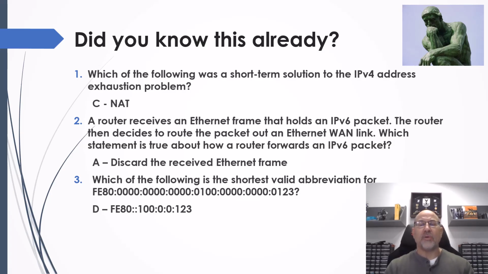Question number 3, which of the following is the shortest valid abbreviation for FE80? By the way, that's a link local address. And then look at all these zeros. Look at all the quartets with zeros right here. But we got another one. Which can we suppress? Well, the longest one. We can only do it once, but we can do leading zero suppression. So that's where we get the answer D.